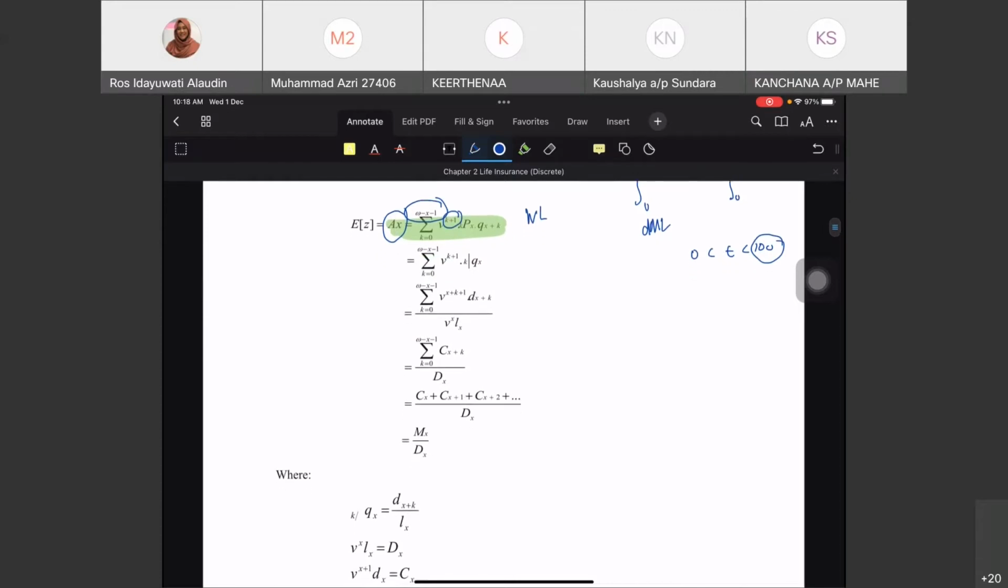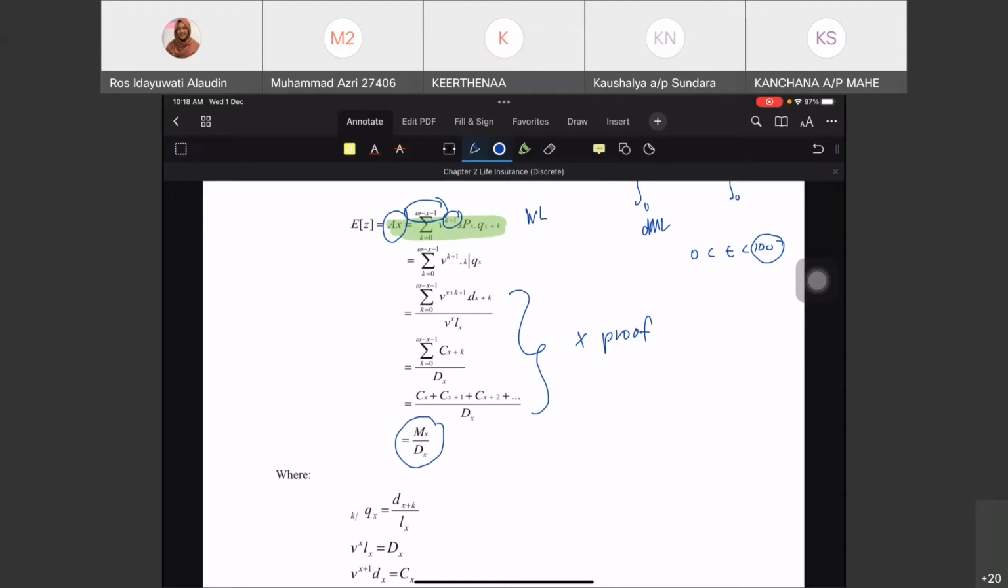This is the commutation function. You don't need to know how to prove this, it's not your part. You just have to know the commutation function. In actuarial work, we have tables. We have the life table, where we have lx and dx.